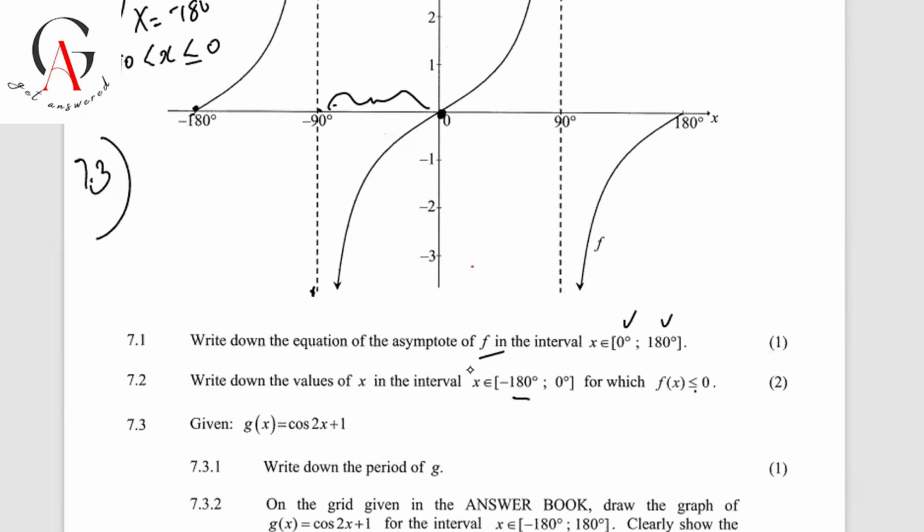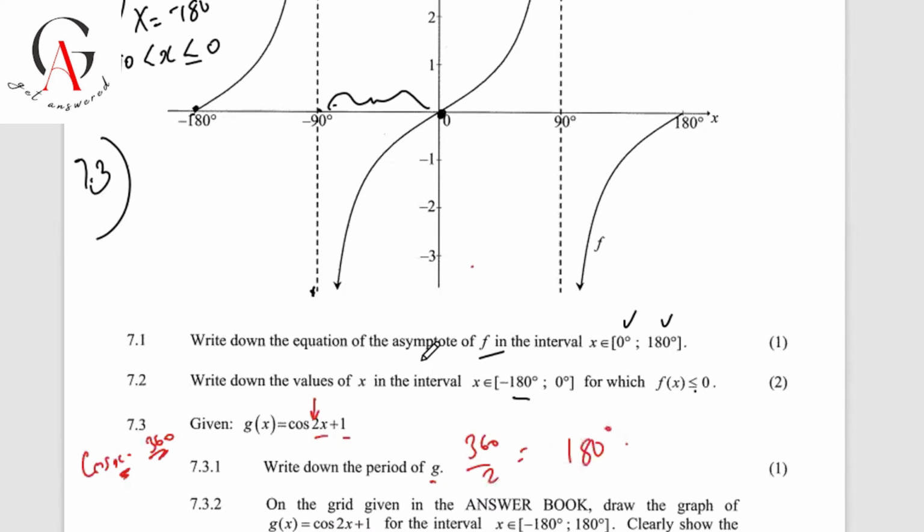7.3. If we are given g of x, which is cos 2x plus 1, can we write down the period? So this 2 will affect the period. We know that a normal cos graph will have a period of 360. If we have anything extra there, we just have to divide. If there's a 3, divided by 3. Now it's a 2, divided by 2, which means our period is going to be 180 degrees.